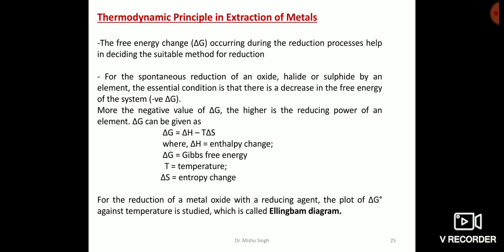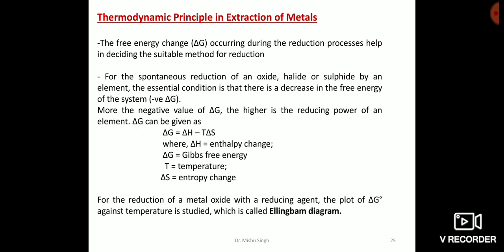negative. So if ΔS is positive, on increasing the temperature, TΔS will increase. And when TΔS is more than ΔH, ΔG will be negative and the reaction will proceed in the direction towards the product.